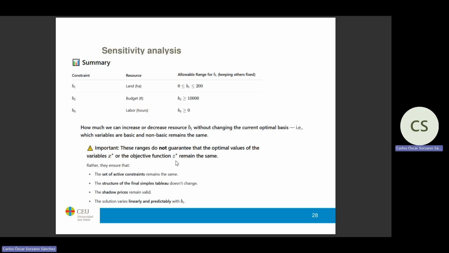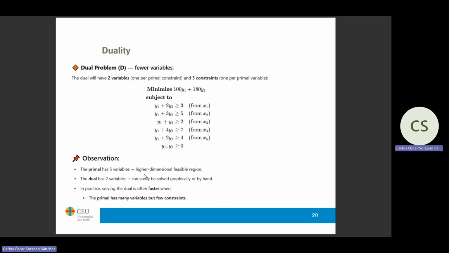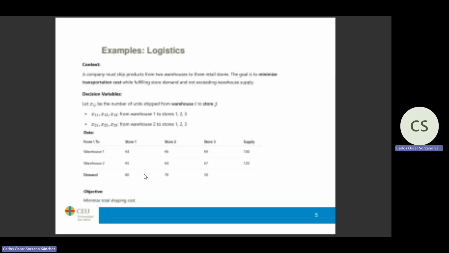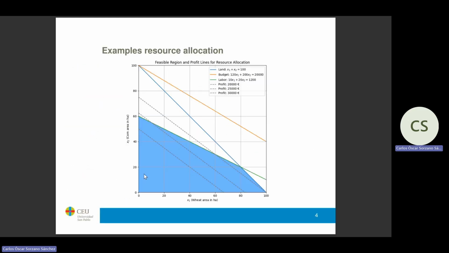So these ranges do not guarantee that the optimal values, X star or the objective, remain the same, but what they ensure is that the set of active constraints remains the same. So which are the active constraints here? You have three constraints: this one, orange, blue, and green. And the active ones are the blue and green. The orange is not active because it is far away from the visible region.